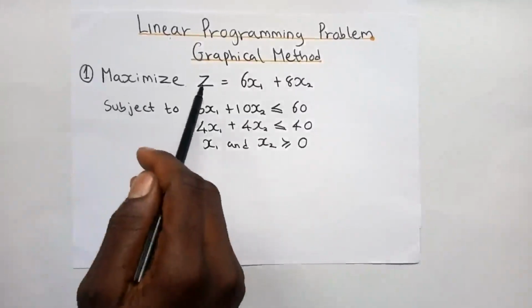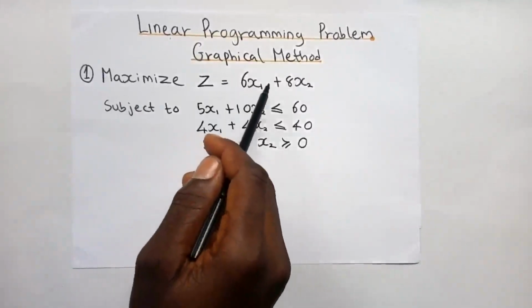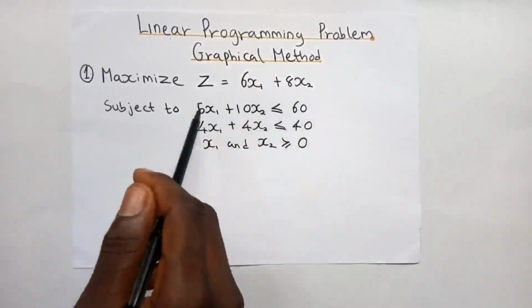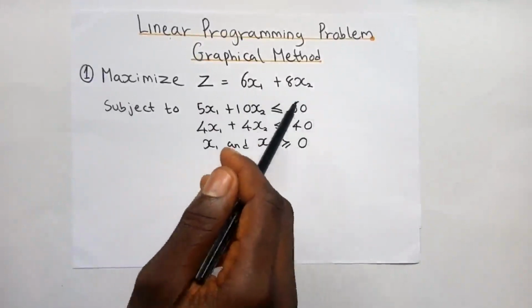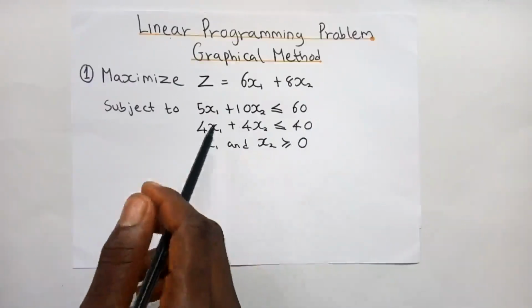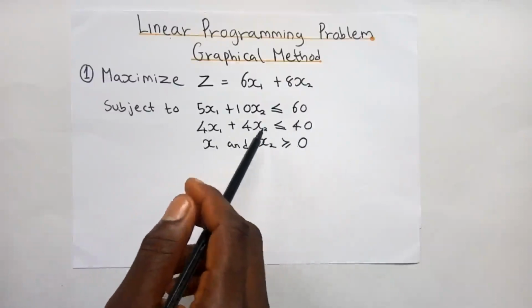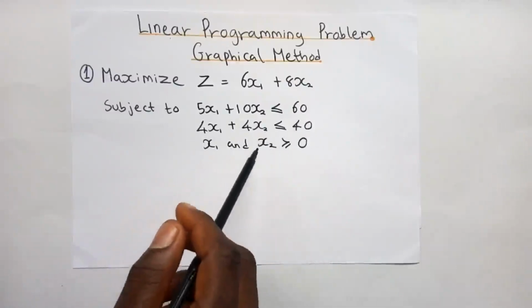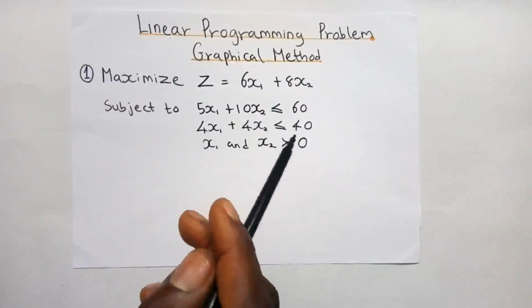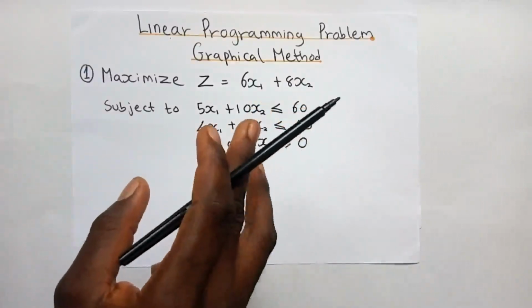Question 1. Maximize z equals 6s1 plus 8s2 subject to 5s1 plus 10s2 is less than or equal to 60, and 4s1 plus 4s2 is less than or equal to 40. s1 and s2 are greater than or equal to 0. Okay guys, this is a maximization problem.